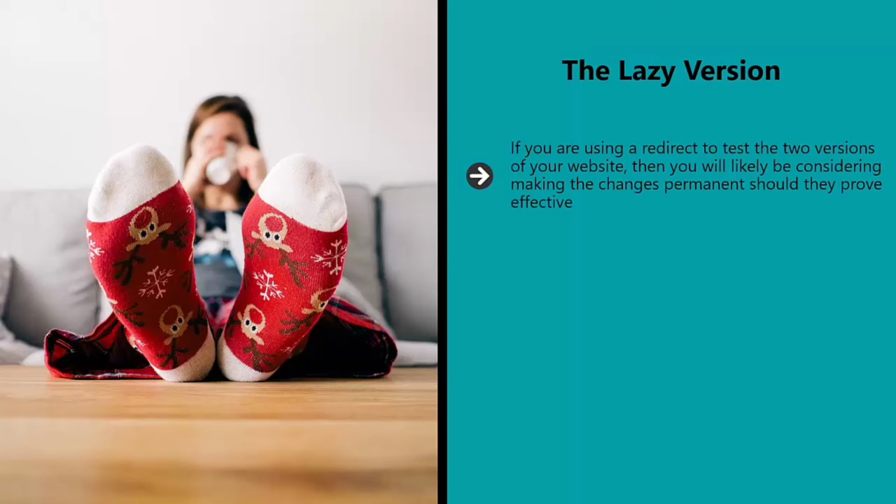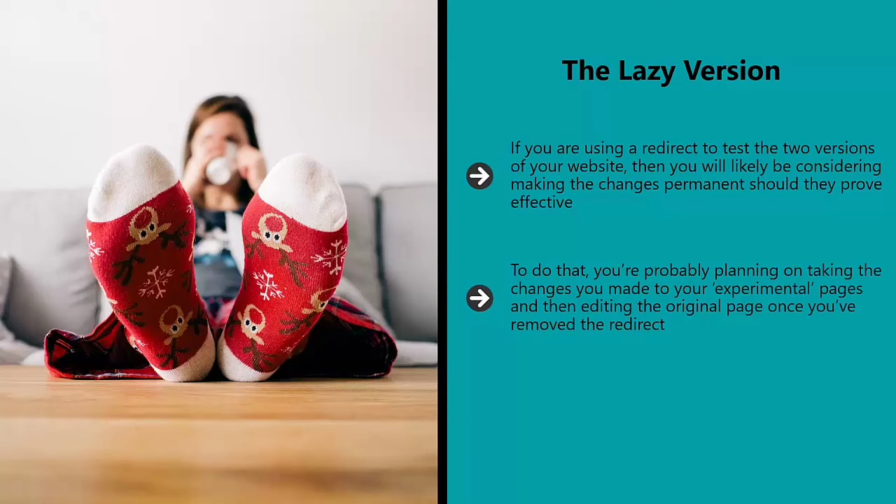The lazy version. If you are using a redirect to test the two versions of your website, then you will likely be considering making the changes permanent should they prove effective. To do that, you're probably planning on taking the changes you made to your experimental pages and then editing the original page once you've removed the redirect. There is another way, though, which may be quicker.